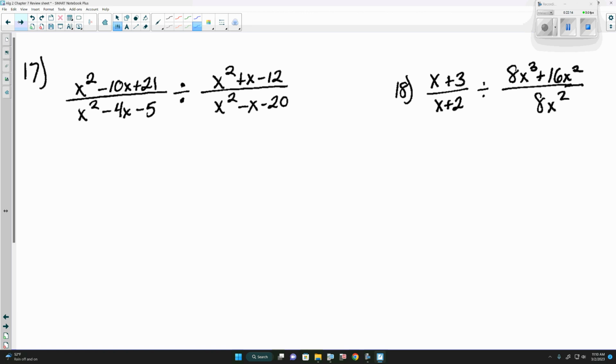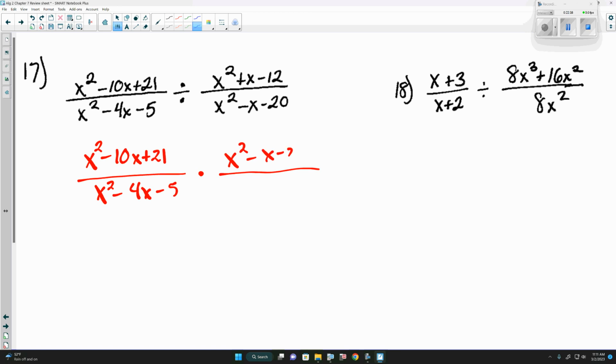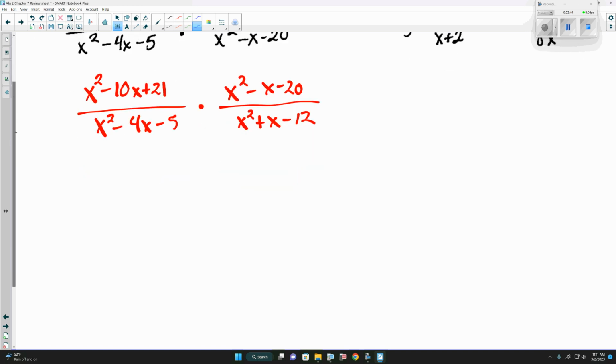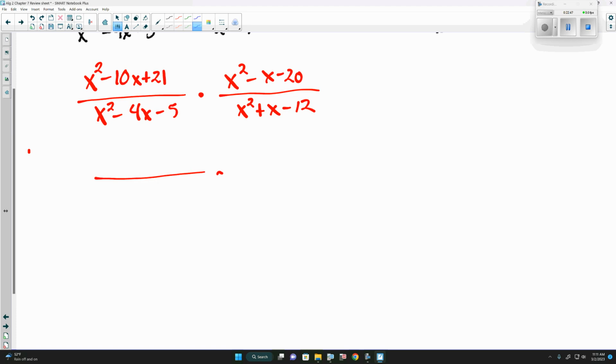Do we want to look at 17 or 18? Let's look at 17, since 17 actually has more factoring to it. Now, the first thing we want to do is change it from division to multiplication. Keep the first one the same, and flip the second. Now, the first one that we factored, it really doesn't matter where we start. We just need to pick one to start.